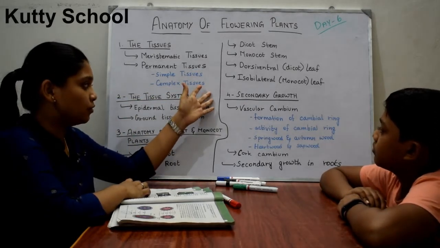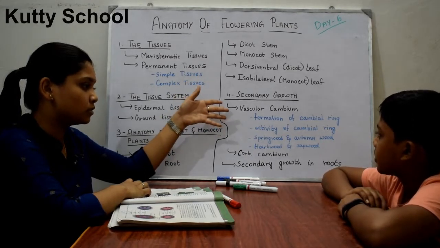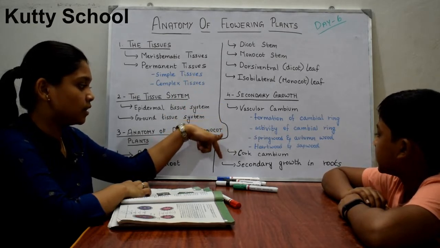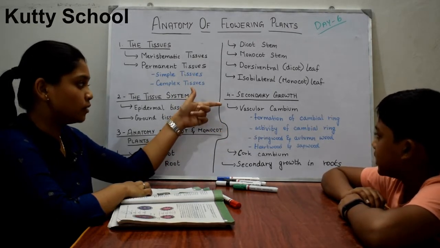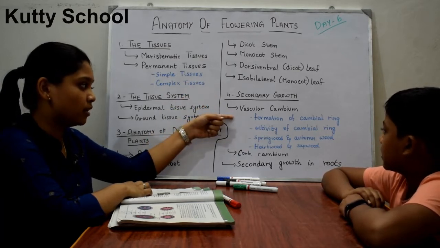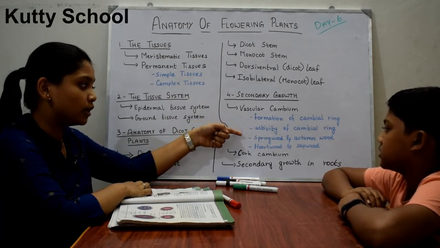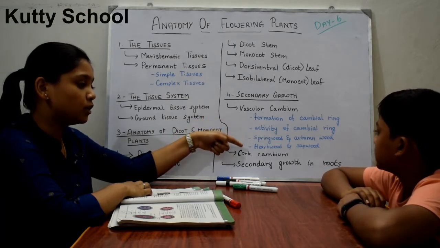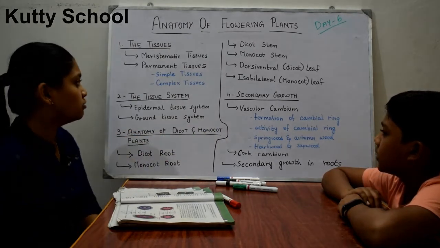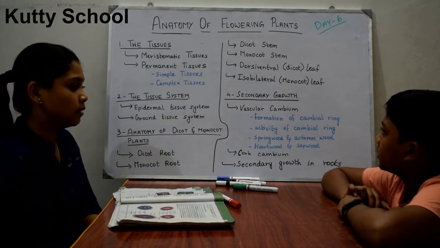And then the fourth topic is secondary growth. In this there are 3 topics which are vascular cambium, cork cambium, and secondary growth in roots. In vascular cambium there are 4 divisions: formation of cambial ring, activity of cambial ring, springwood and autumnwood, heartwood and sapwood. So these are the topics, subtopics and divisions which you are going to discuss in this chapter.